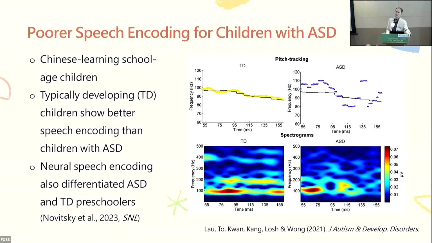We can use the same paradigm, the neuroencoding of speech paradigm, to test children with autism and typically developing children. We've published these results on school-age children. We can differentiate children who have autism from children who are typically developing using the same techniques. This paper here is for school-age children. We also have data on preschool learners.